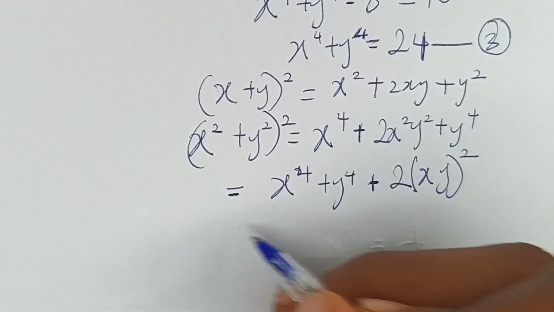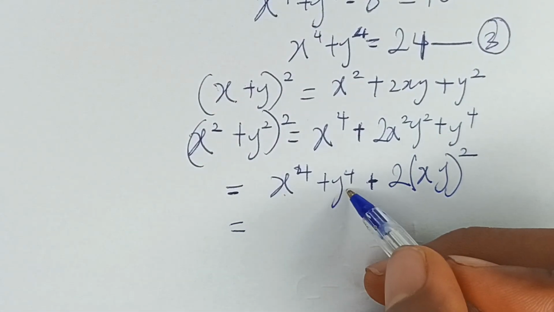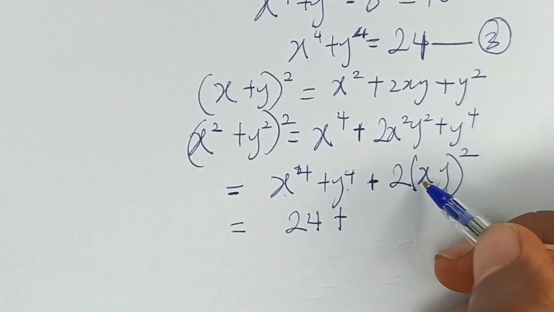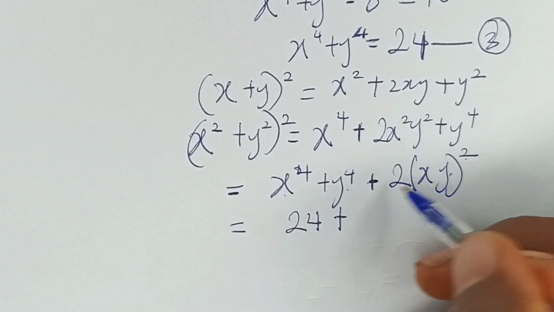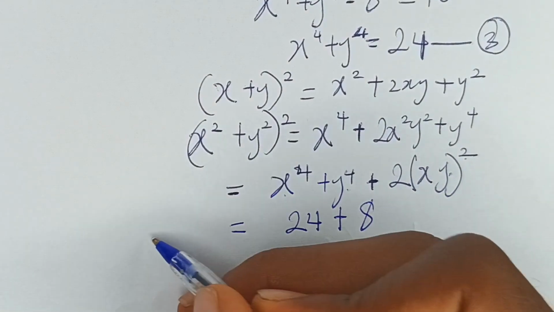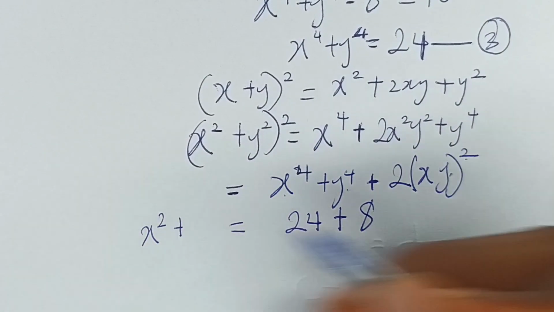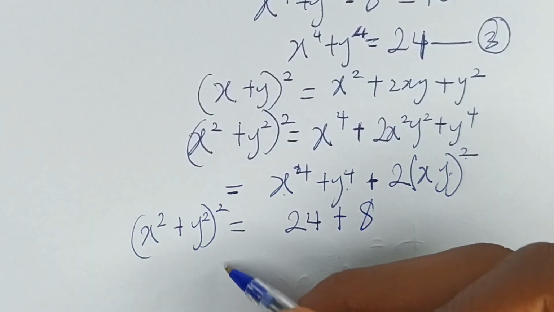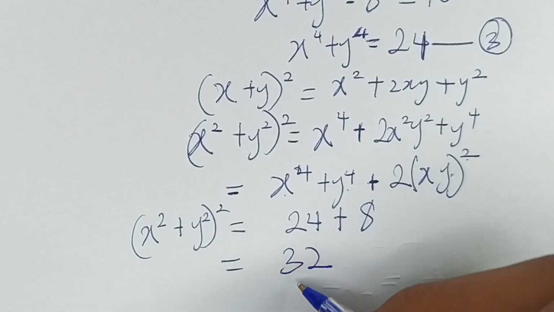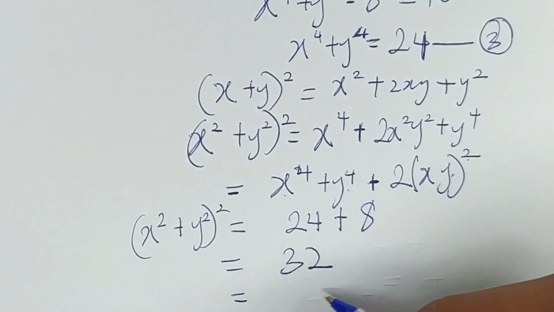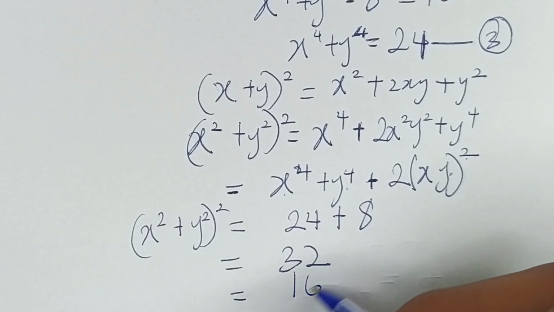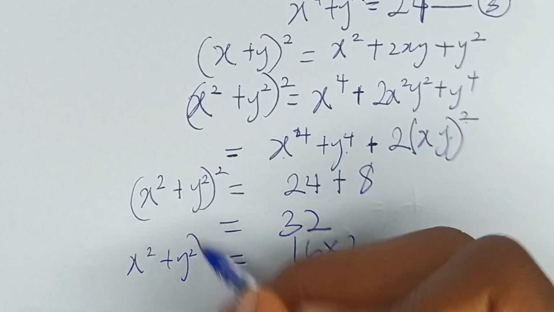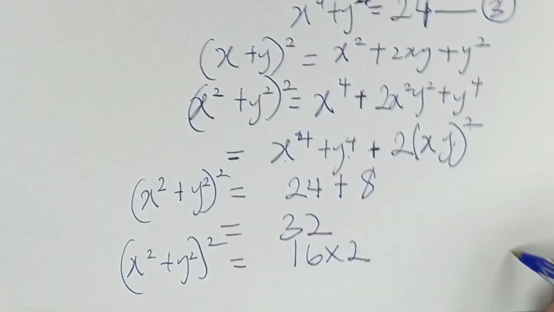Okay, now recall that x raised to the power 4 plus y raised to the power 4 from equation 3 is 24, so we have 24 plus xy is 2, so 2 squared is 4, 4 times 2 is 8, so we have plus 8 is equal to x squared plus y squared all squared. 24 plus 8 is 32, so we have 32 is this. Now 32 on the other hand can be re-expressed as 16 times 2. So we have that x squared plus y squared all squared is 16 times 2.